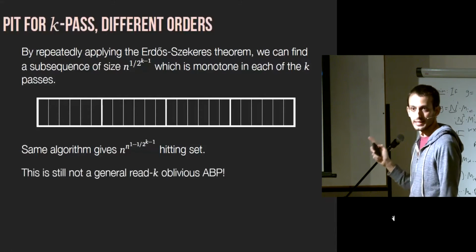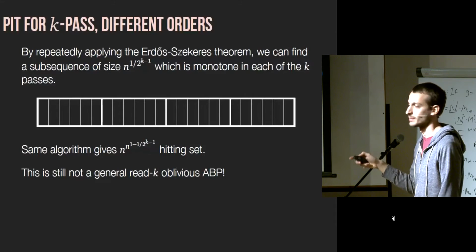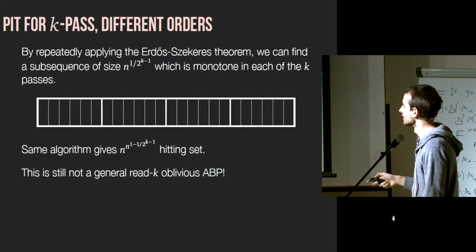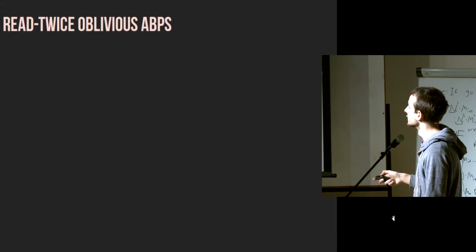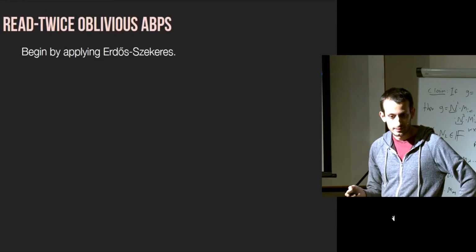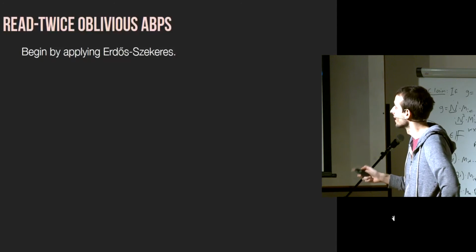This is still not the general case because we assume this k-pass structure, right? We have different orders, but it's not the general case. I'm not going to talk a lot about the general case because it's getting pretty technical. What might happen is you might read the first variable twice before you read others. Yeah, I have a diagram for this also.